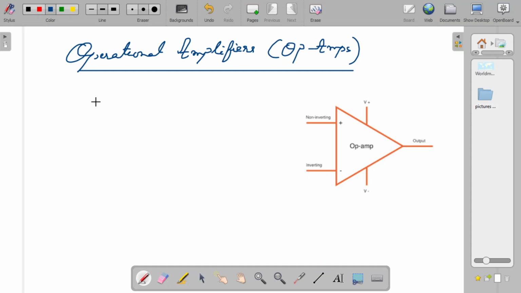Hello students, today we are going to learn a new topic in electronics, a very important topic, and that is about operational amplifiers, which we call in short op-amps.